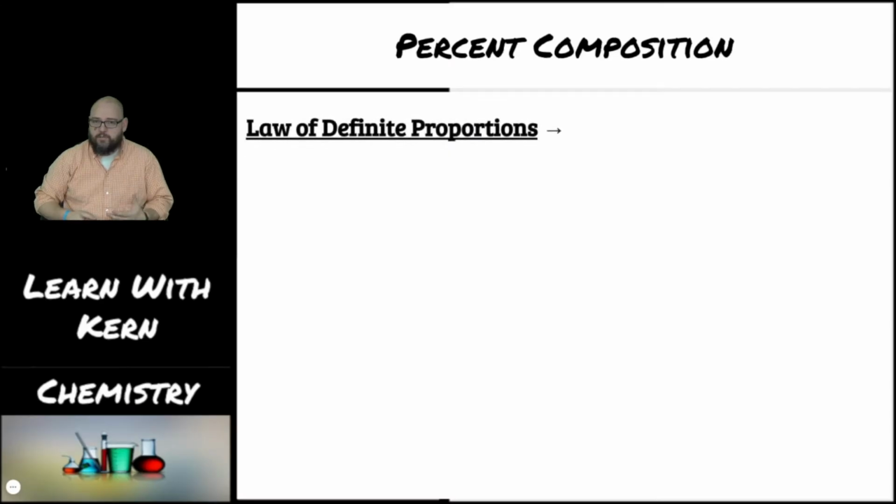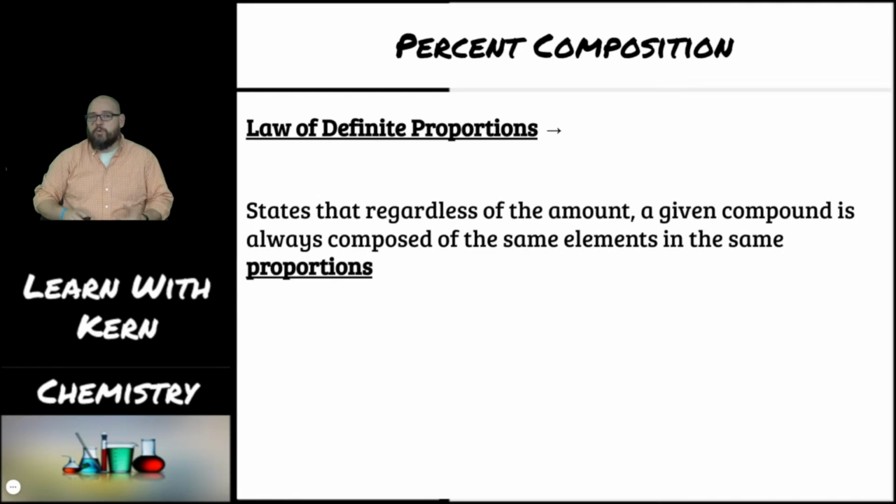So before we start talking about that, we need to talk about this thing called the law of definite proportions. The law of definite proportions states that regardless of how much of something you have, a given compound is always composed of the same elements in the same proportions. So water is 2 hydrogens and 1 oxygen. Always. If it's anything other than 2 hydrogens and 1 oxygen, then it's not water.